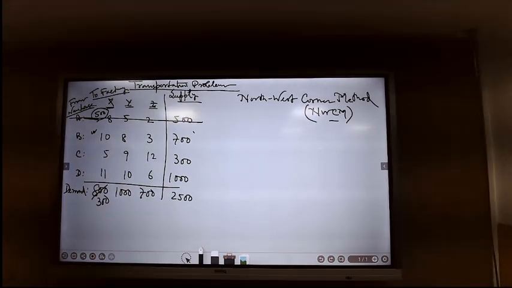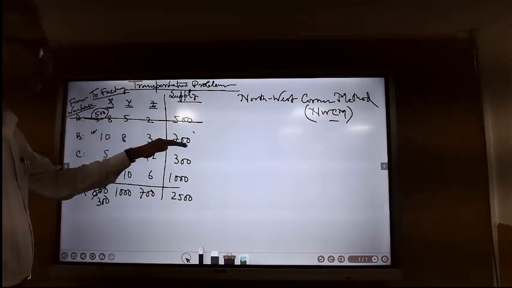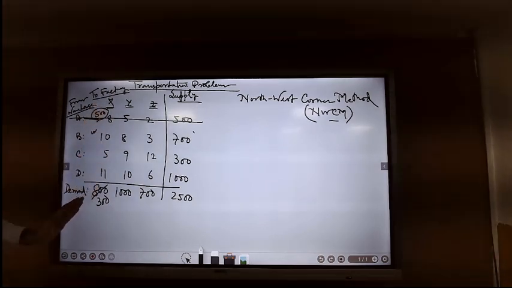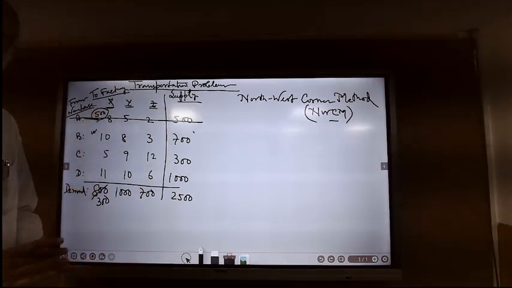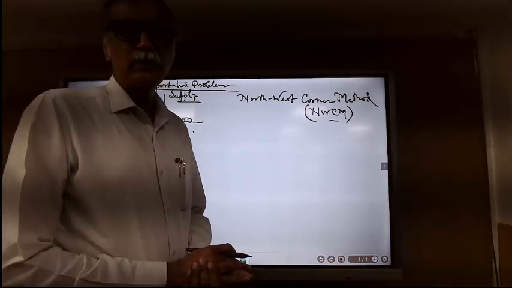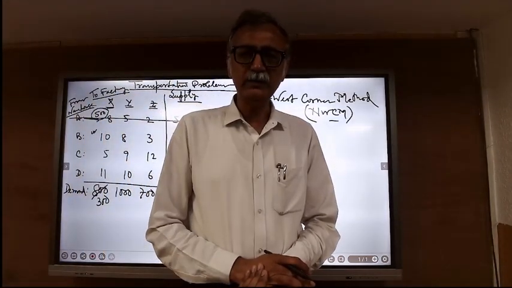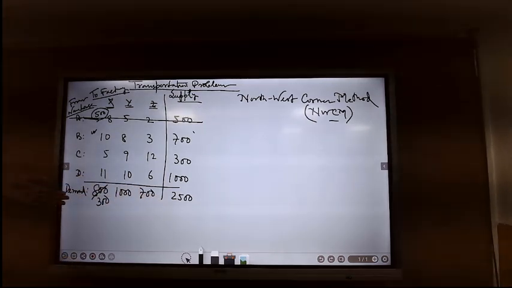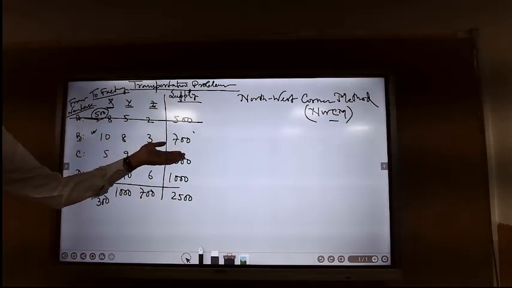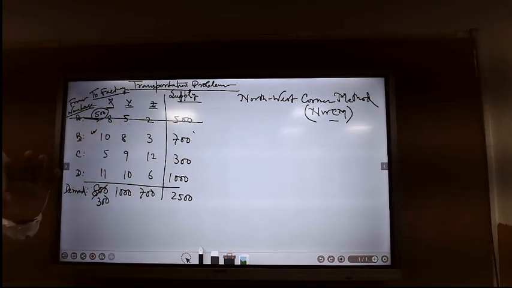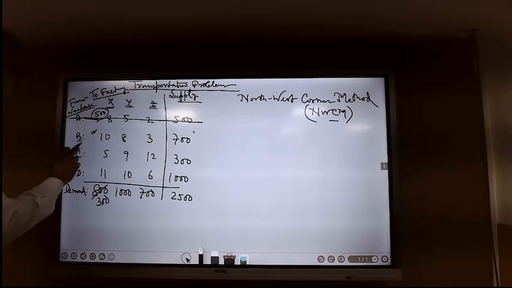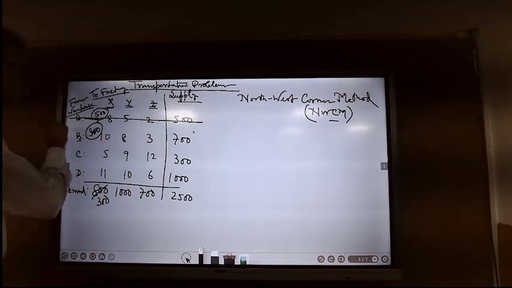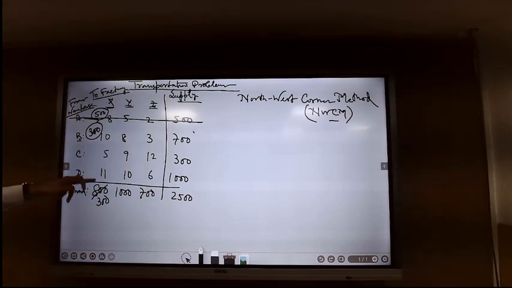Here you see B has the capacity of sending 700, but X needs only 300. There is no meaning in sending 700, because the material will be returned since the demand is only 300. So although B has the capacity of sending 700, we will not send 700, we will send only 300, because the demand of X is 300.